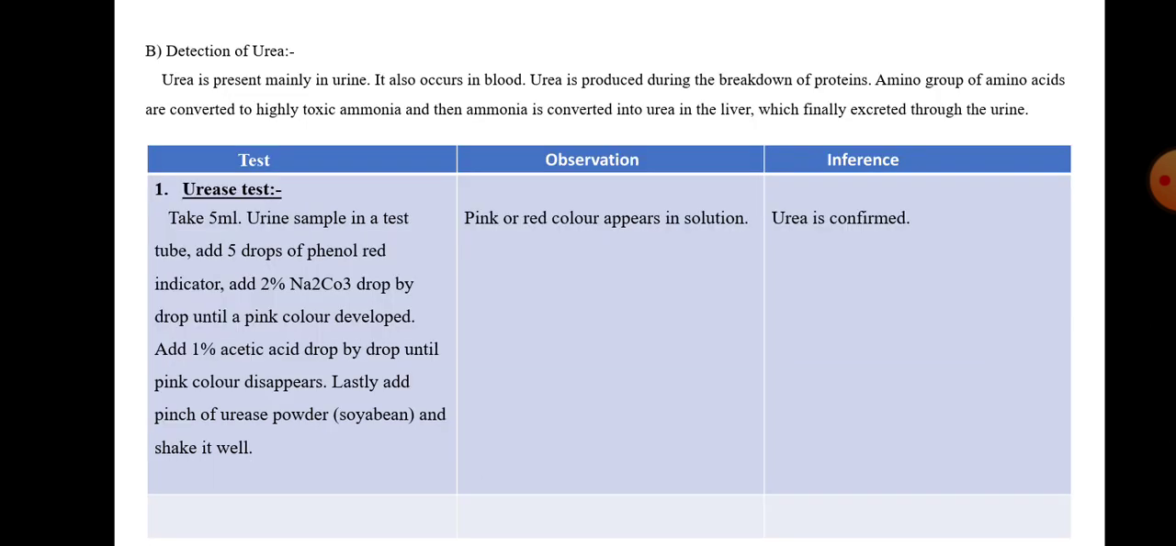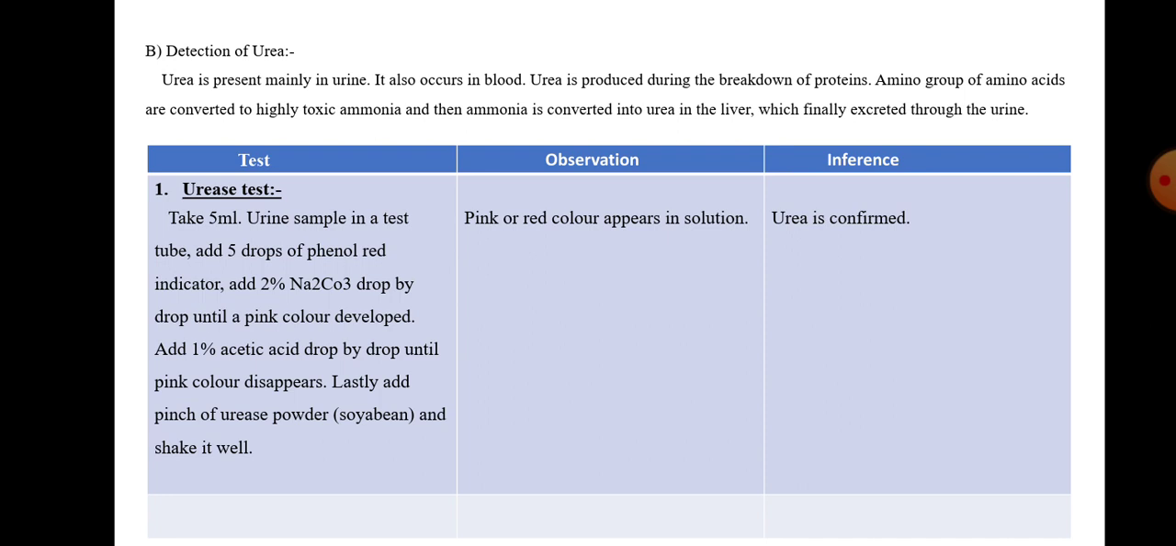Then the detection of urea. Urea is present mainly in urine. It also occurs in blood. Urea is produced during the breakdown of proteins. The amino groups of amino acids are converted to highly toxic ammonia, and the ammonia is converted into urea in the liver, which finally gets excreted through the urine.